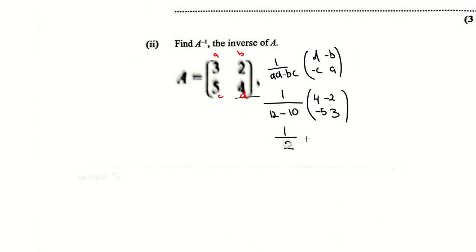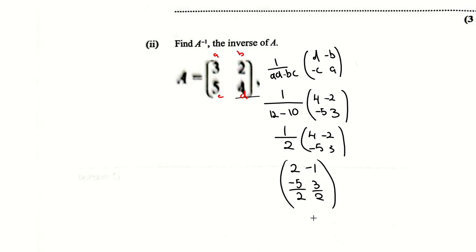That is 1 over 2, by 4, 3, -2, -5, which would be a half of 4 is 2, a half of -2 is -1, -5 over 2, and then 3 over 2. Right, which is 2, -1, -2.5, and 1.5. And that should be your answer. You could put 0.5, up to you, but that is how you would do this question right here.